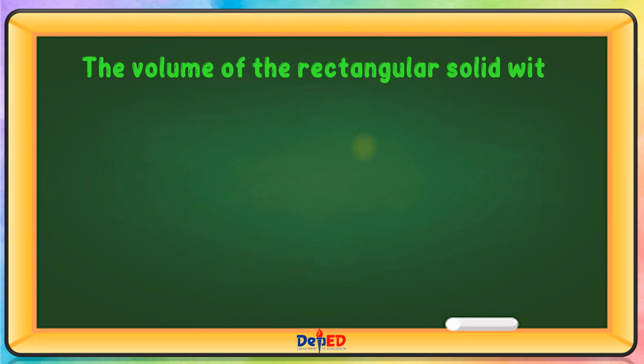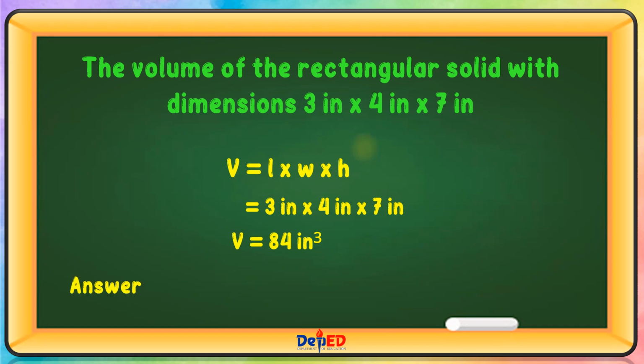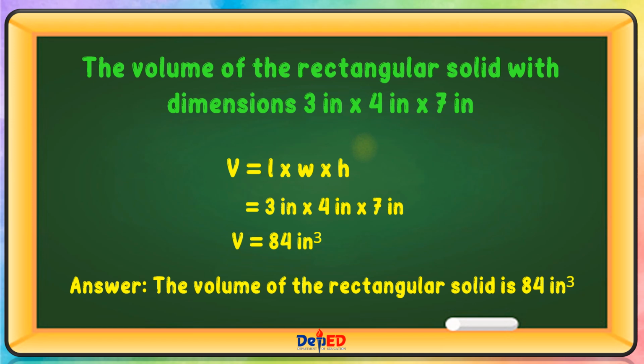The volume of the rectangular solid with dimensions 3 inches times 4 inches times 7 inches. Length times width times height. 3 inches times 4 inches times 7 inches is equal to 84 cubic inches. Our answer is the volume of the rectangular solid is 84 cubic inches.